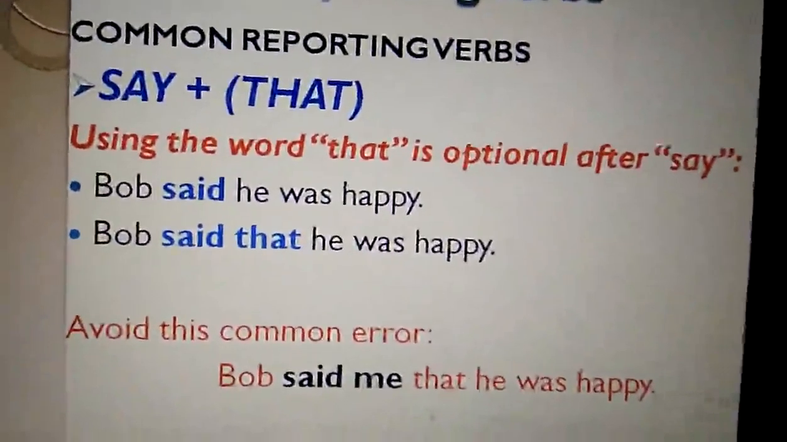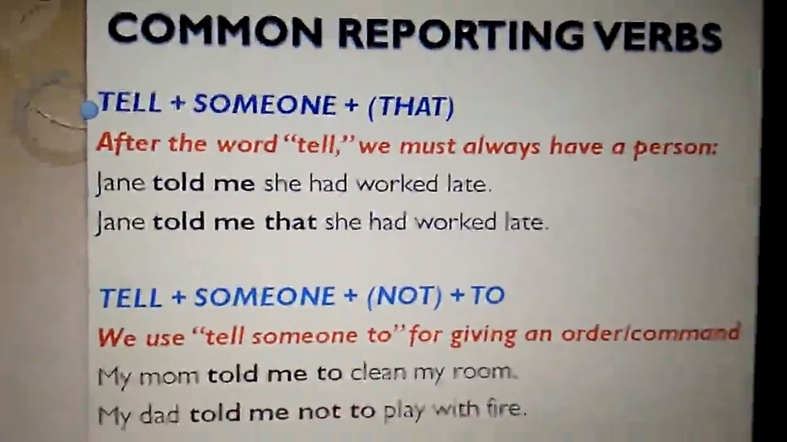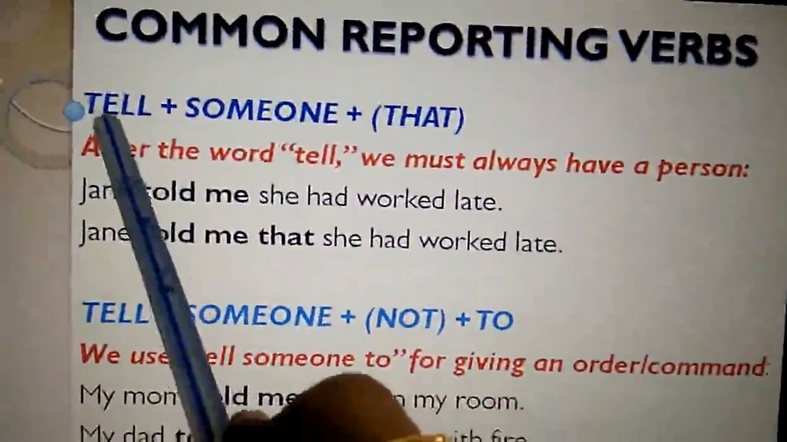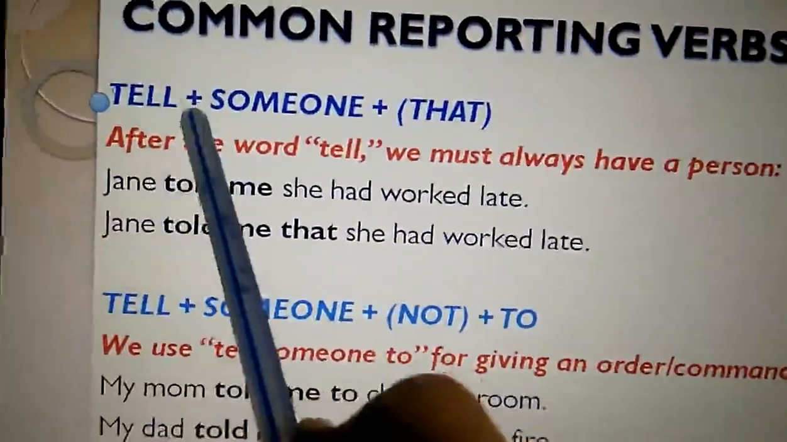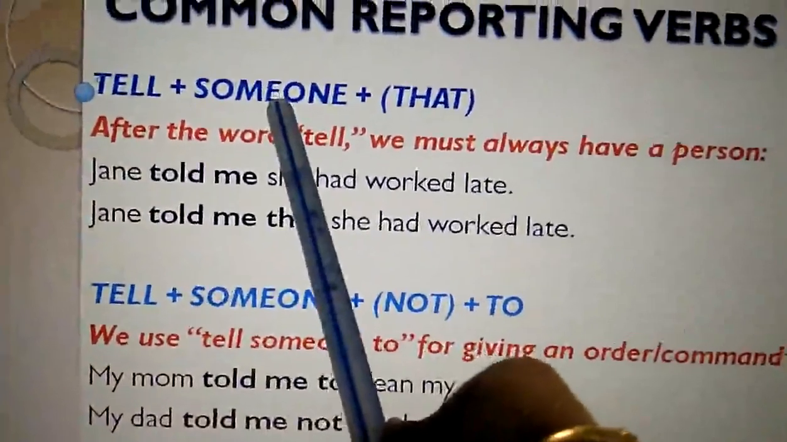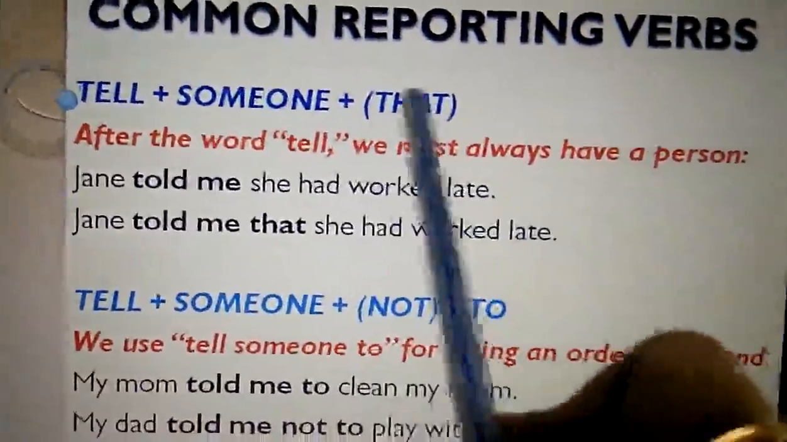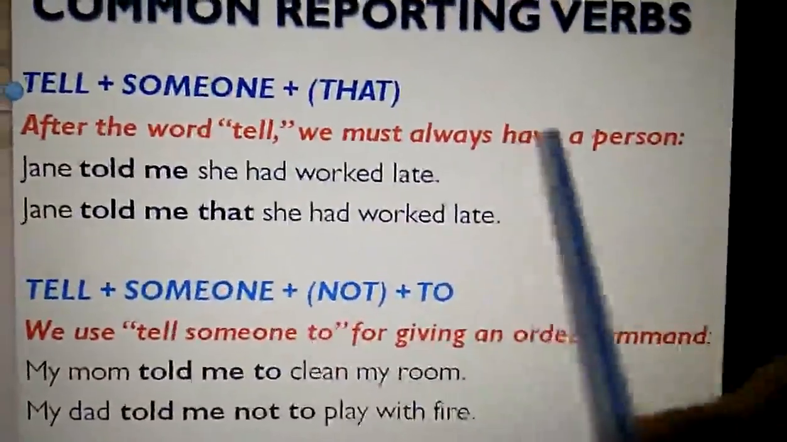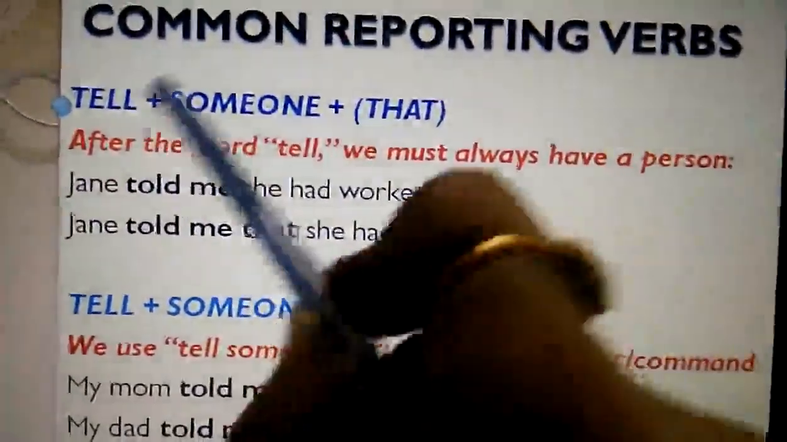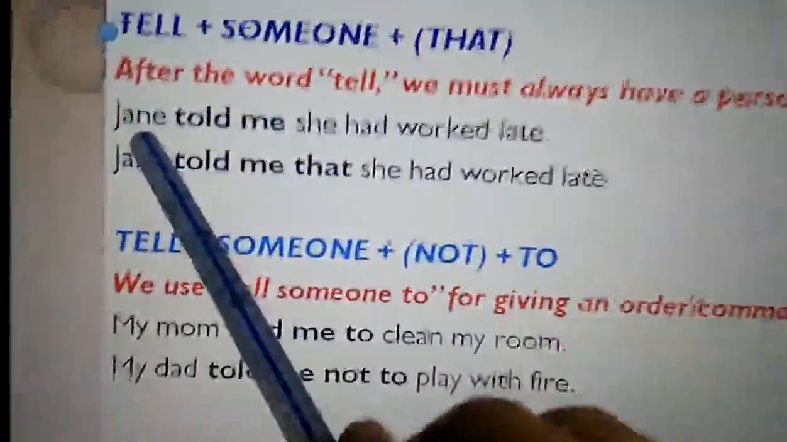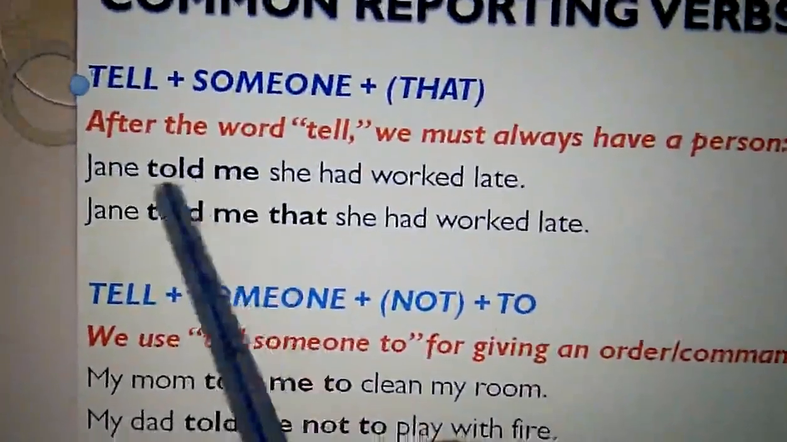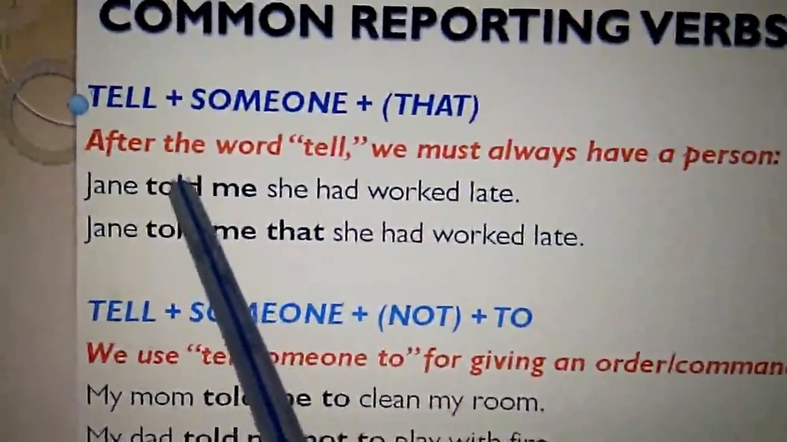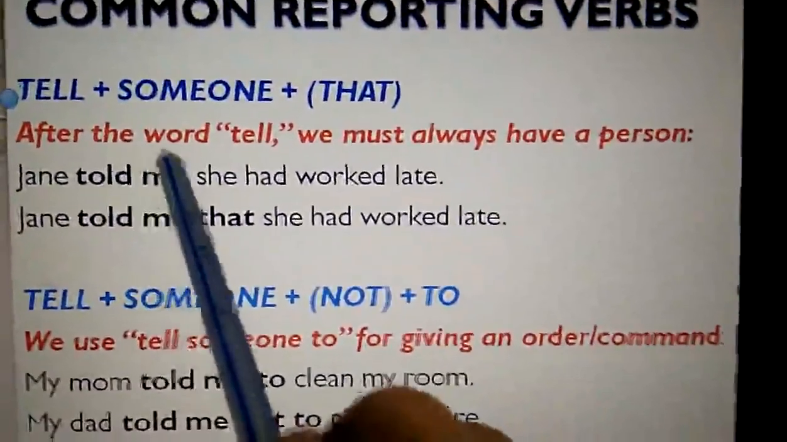The second common reporting verb that we use is tell. The pattern of this use is: after the word tell, we have to add a person and then that. That again would be an optional element. After the word tell, we must always have a person, that means whom we are referring to. See in this example, Jane told me. Told is the reporting verb, that is the past form of tell. After this told, we have referred to a person here.